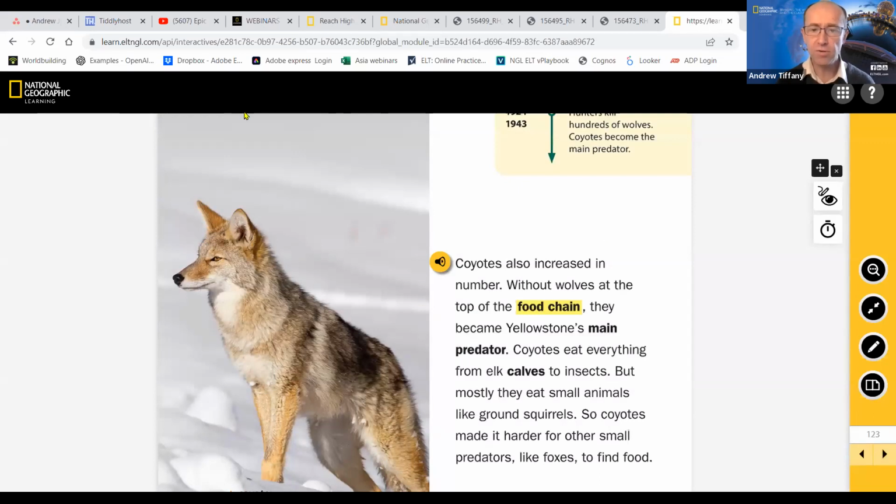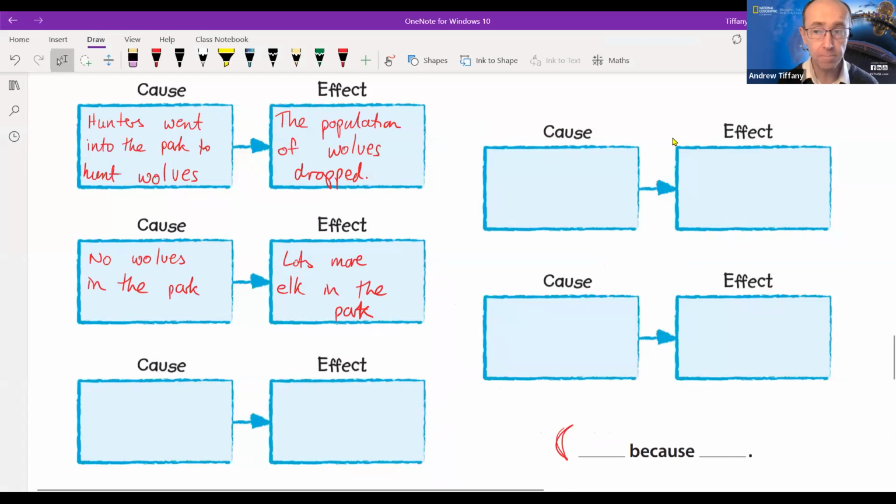Okay. Coyotes also increased in numbers. Without wolves at the top of the food chain, they became Yellowstone's main predator. Coyotes eat everything from elk calves to insects, but mostly they eat small animals. So coyotes made it harder for other small predators like foxes. Okay, so let's see if we can do a cause and effect that's not directly about the wolves. So what's the cause and effect we can do for this one? What can we say?